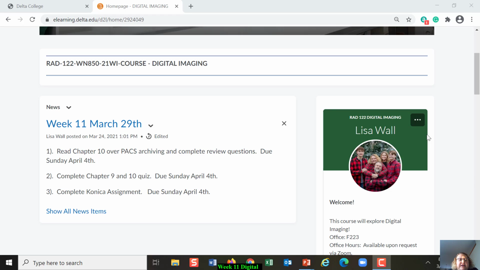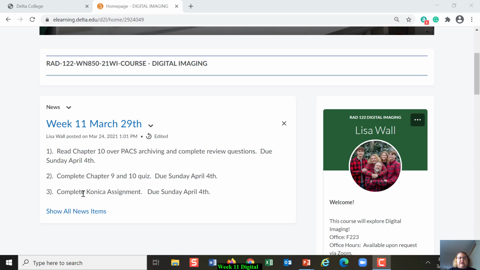We are taking a look at chapter 10 this week. It's more information about PACS and how we archive the patient records. Your assignment for this week is to read that chapter and complete those review questions. Those are due by Sunday. There is also a quiz over chapter 9 and 10 that's due on Sunday.